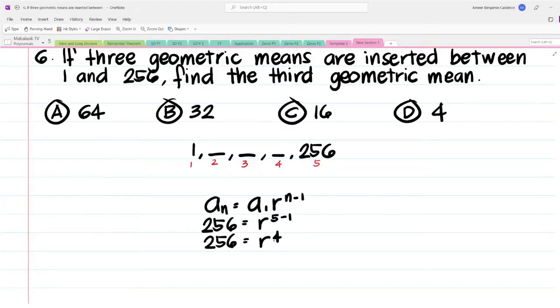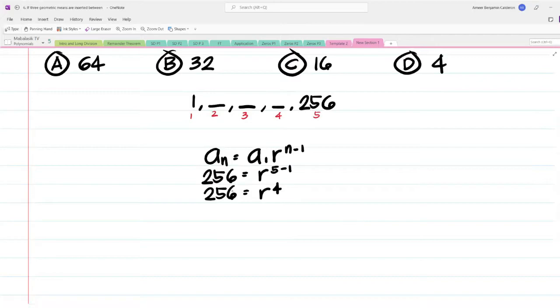So you can use different ways and means to solve this. So you either express 256 to an exponential expression with an exponent 4, which is 4 raised to 4, that's equal to r to the 4th, which will give us an r of 4.